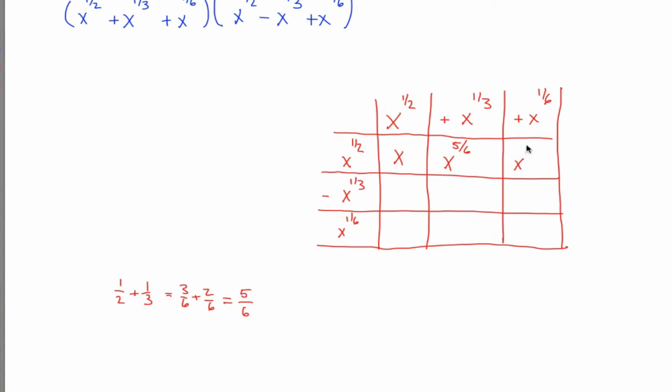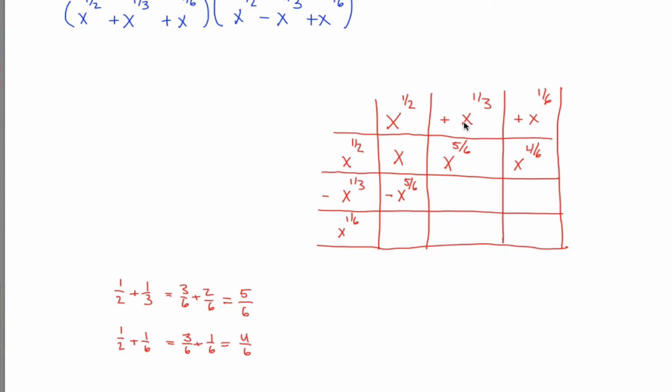Similarly, this one will be x to the 4/6. Where that comes from is 1/2 plus 1/6, which is the same as 3/6 plus 1/6, which is 4/6. You can make that x to the 2/3 if you wanted to. Sure, I'll do that in the next step. x to the 1/3 times x to the 1/2, I already figured out it's x to the 5/6, but now I'm multiplying a negative number and a positive number. The product of a negative and a positive is a negative. So I get negative x to the 5/6.